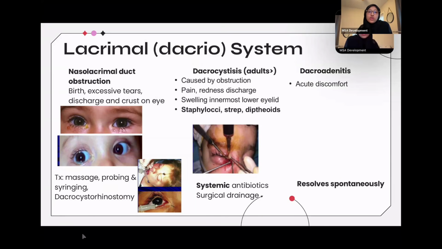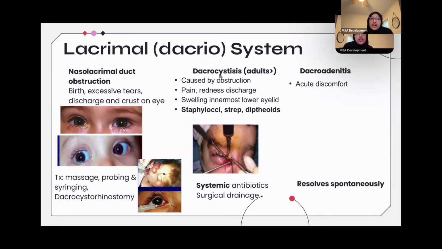If that doesn't work, you go into a more invasive surgery called dacryocystorhinostomy. So you go from the nose and you kind of open up the whole blockage and open up an opening in the nose for it to drain. So massage first. If that doesn't work, you probe with syringe. That doesn't work, you do surgery, more extensive surgery.